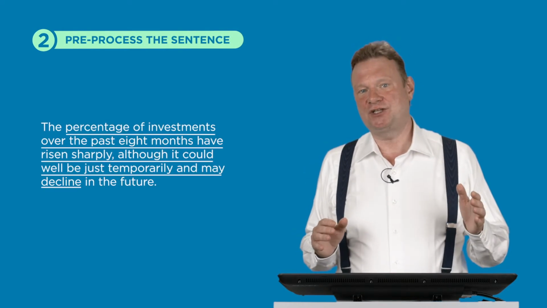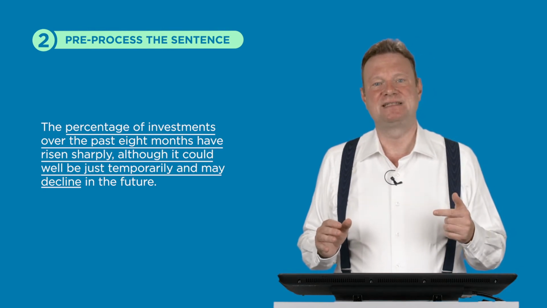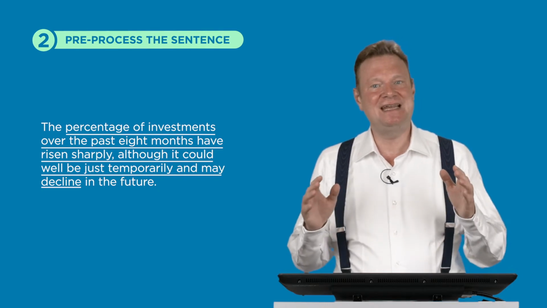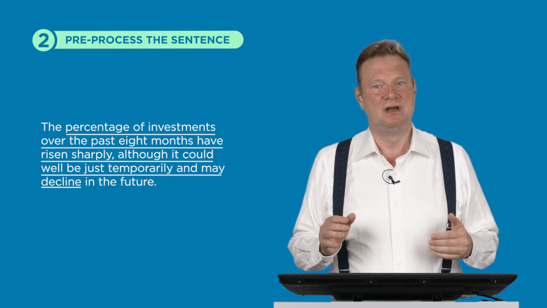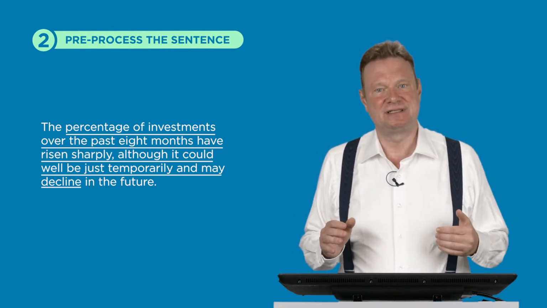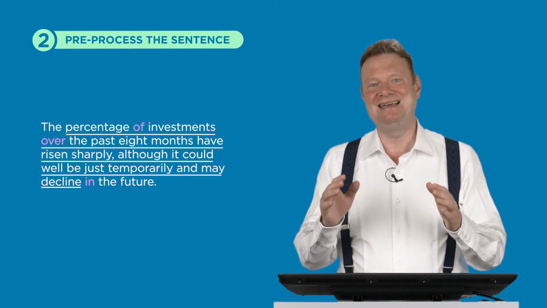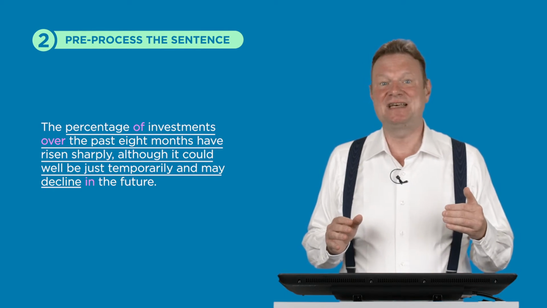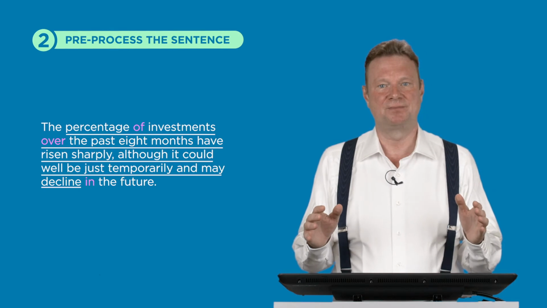Now it is time to pre-process the sentence. We first look for commas, which often indicate a modifying phrase. In this case, there's only one comma and it is not offsetting any extraneous information, so we continue to look. Now we will look for prepositions. In this sentence, we see of, over, and in. We will keep of investments because it gives us relatively important information about what is rising sharply.